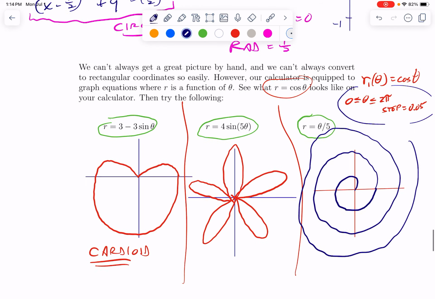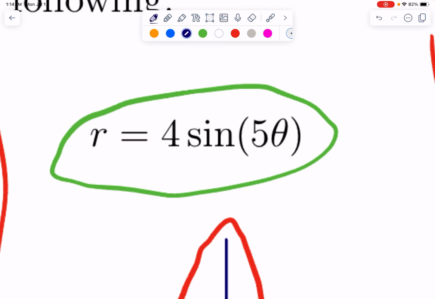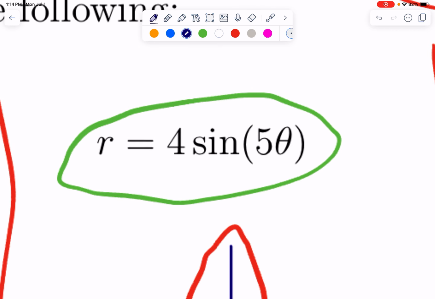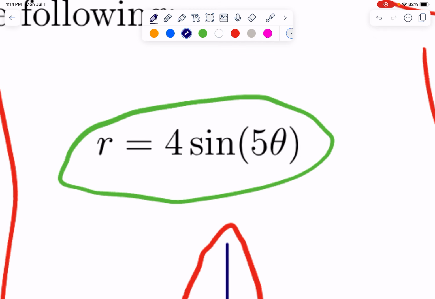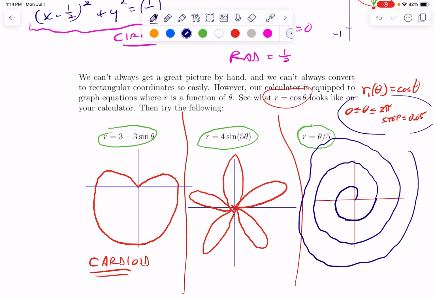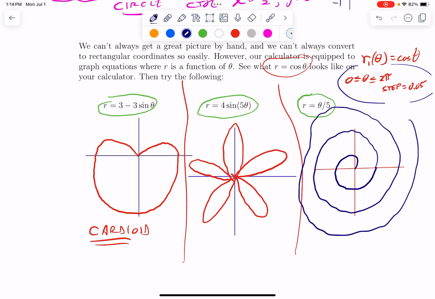Now, you're not expected to know what these are supposed to look like. If we did a couple of weeks with polar coordinates, I might expect you to know some of the patterns so that you could look at a formula like this and already know, oh, it's going to be one of those flower things that'll have 5 petals and each one is 4 units long. There are definitely patterns here. All you really want to understand is many very nice graphs are easy to explain in terms of R and theta, even if they're hard to explain in terms of X and Y. And the calculator can do the heavy lifting for us.